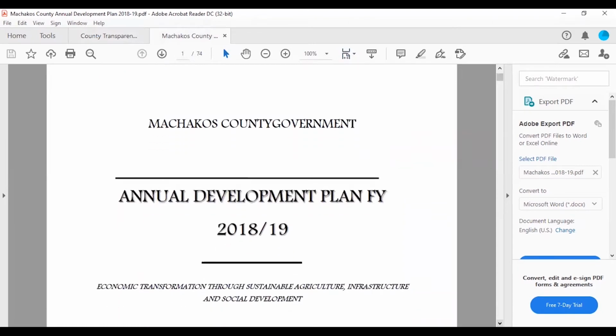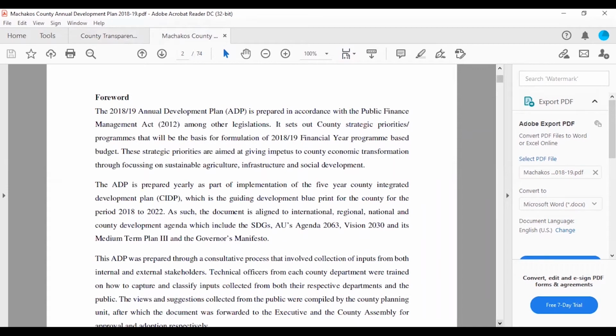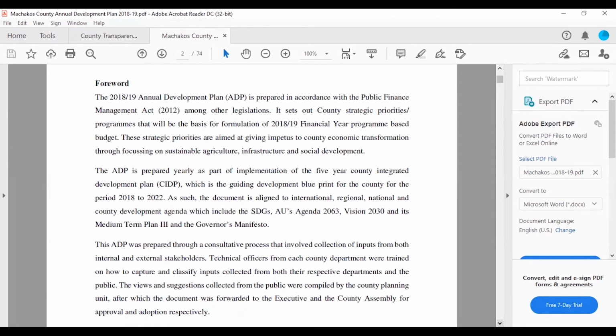As you can see, even in the foreword, they have said that the 2018-2019 Annual Development Plan is prepared in accordance with the Public Finance Management Act 2012, among other legislation. It sets out county strategic priorities or programs that will be the basis for formulation of the 2018-2019 financial year program-based budget. These strategic priorities are aimed at giving impetus to county economic transformation through focusing on sustainable agriculture, infrastructure, and social development.